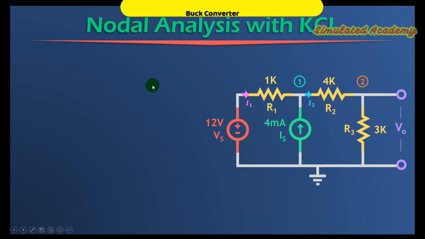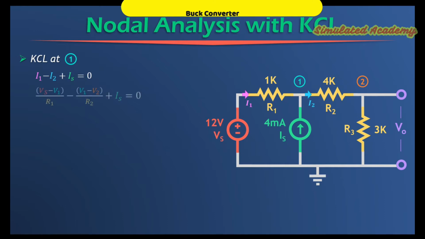So I will apply KCL at node 1. Note that I1 and Is are entering node 1, and I will consider these as positive, and I2 is leaving node 1, so I will consider this as negative. Writing this and equating to 0. And what is the value of I1?